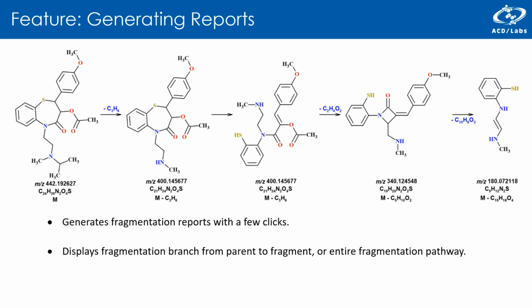And lastly, generating fragmentation reports is just a matter of clicking a few buttons. Here, I've displayed the fragmentation branch for this diltiazem derivative to this smaller compound here. And it can automatically generate a scheme complete with masses, fragmentation losses, chemical formulae, all in a matter of seconds. You can also include a list of fragmentation parameters and a list of ions and show several branching pathways simultaneously.